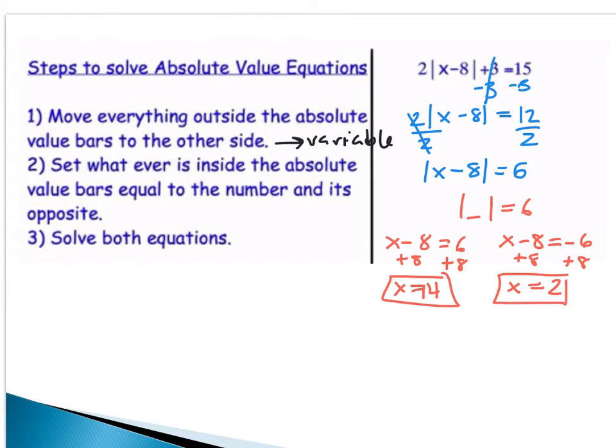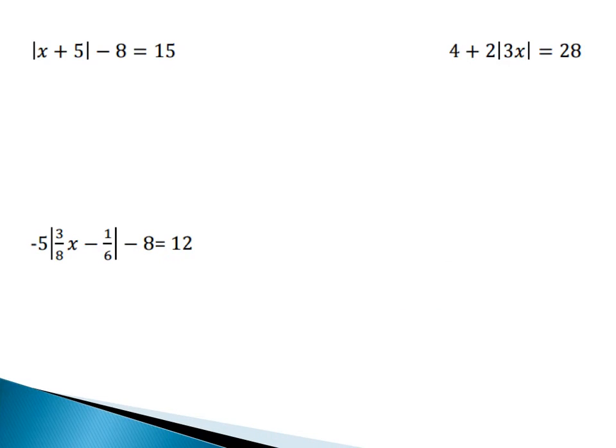Negative 6 plus 8 is 2. So notice solving the equations, you're basically solving them the same way both times, but here I get 2 solutions: x equals 14 and x equals 2. Both of these would satisfy this absolute value equation. All right, so let's go ahead and do a few examples here.